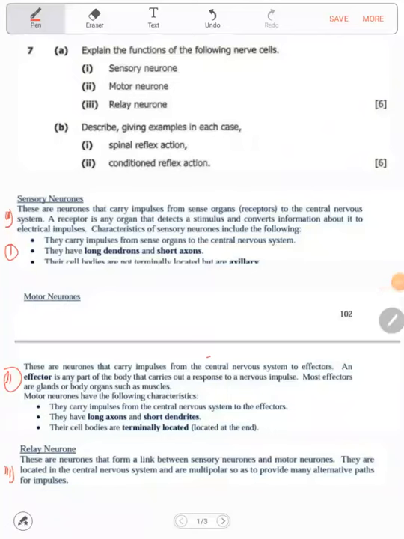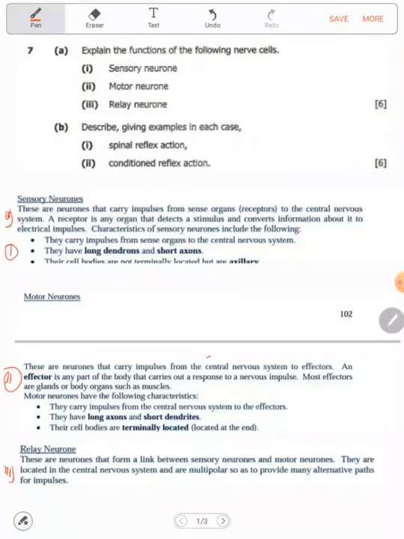I'm Previous Tutor. In this video, we look at Biology 2017, question 7, section B. It says, A, explain the functions of the following nerve cells. Now, the nerve cells, you know that these are cells that carry electrical impulses from one point of the body to another. These are accompanied by very fast messages that affect the target organs.